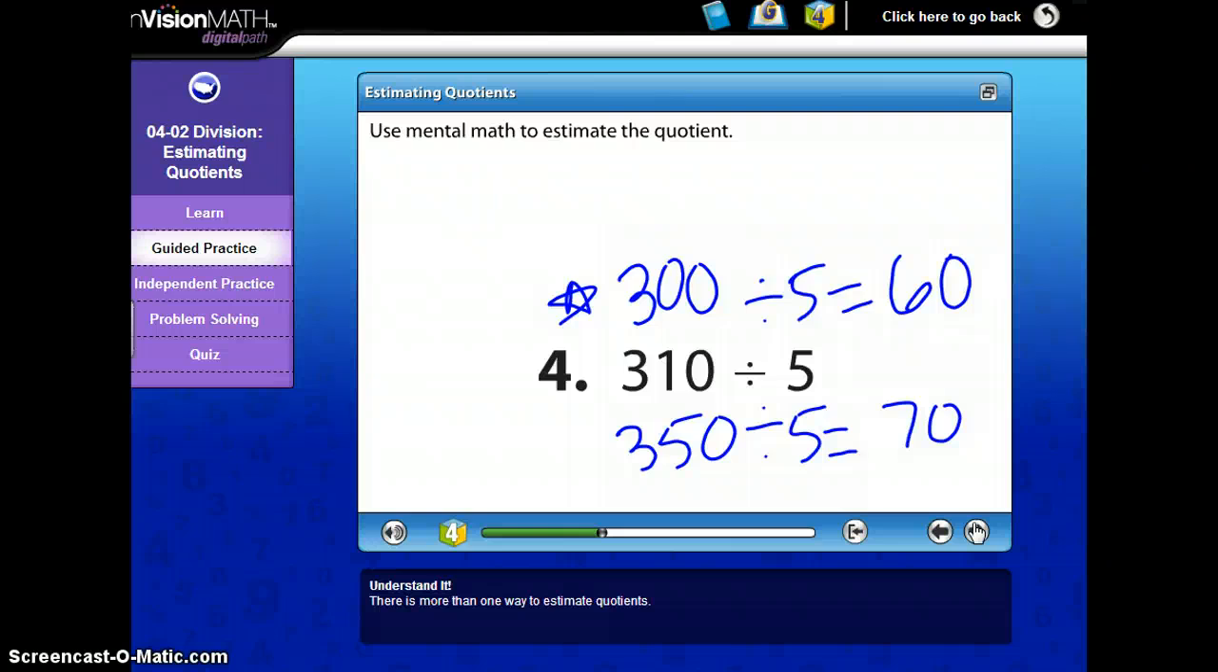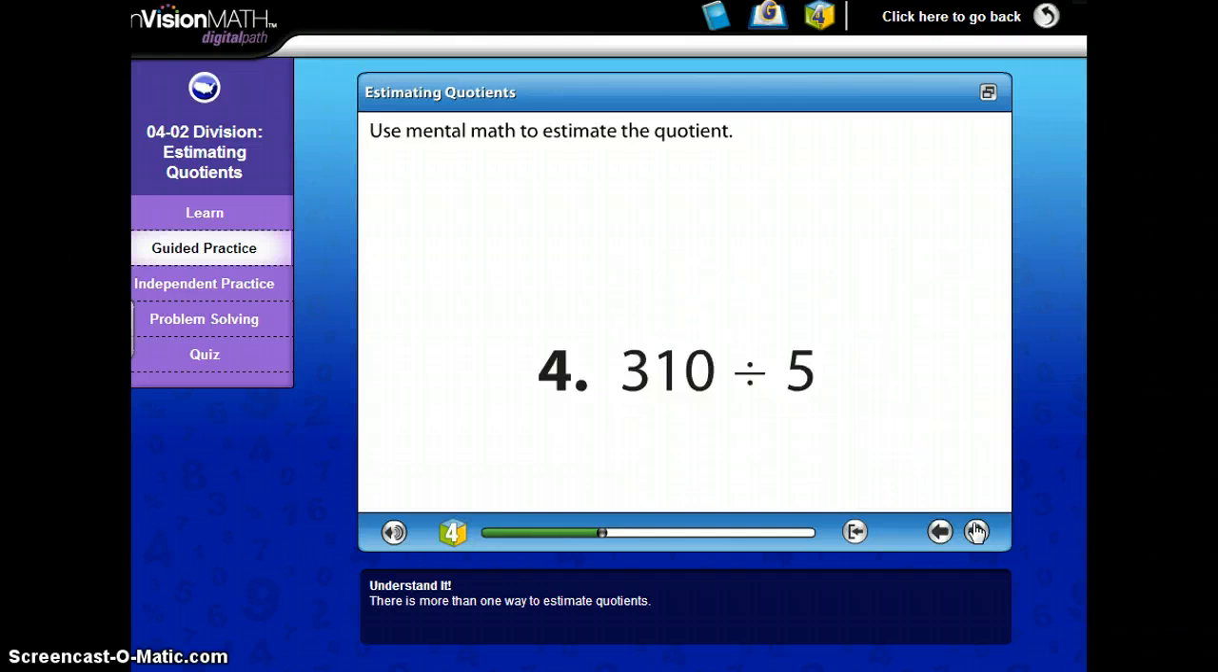No. There's one number you multiply in both of them. Why is this one a better choice? What do you think, Aaron? It is closer. We always want to try to choose the closest one because it'll give us the best estimate.